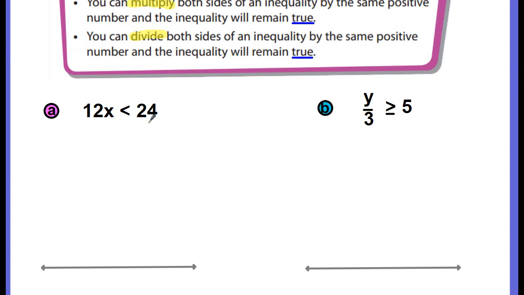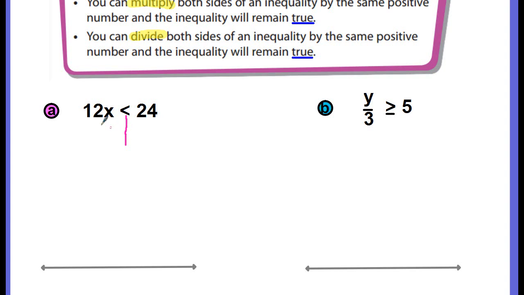Our first one, 12x is less than 24. Again, I'm going to draw my line under the inequality symbol because I want to visually see that there's a left and a right side to the inequality. My variable, I need to isolate it. It's on the left side and it's being multiplied by 12. We need to undo that multiplication so that we can get x by itself. And to undo it, we have to do the inverse operation, just like with solving equations. The inverse means the opposite. What's the opposite of multiplying?